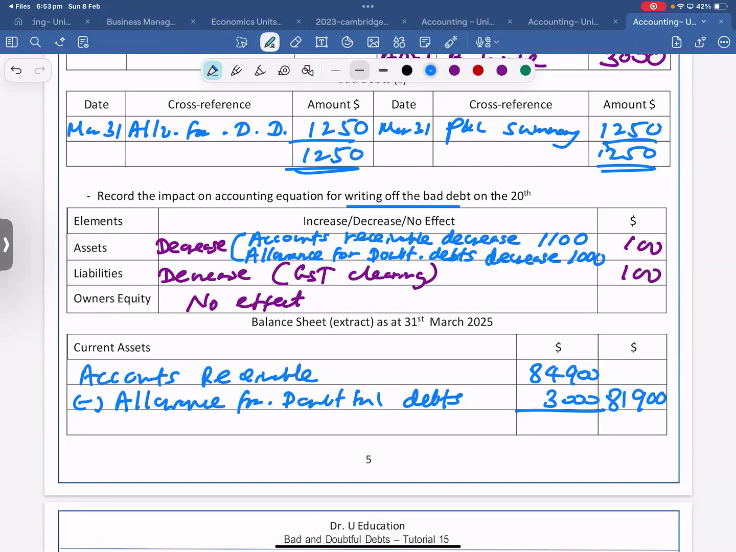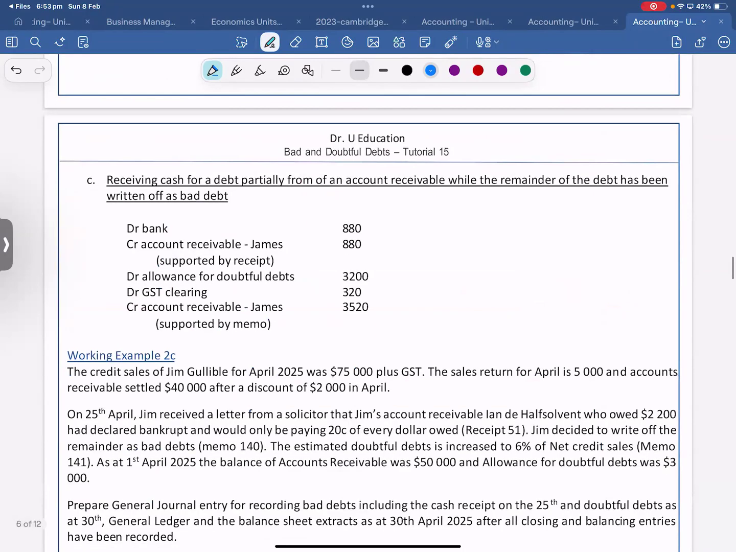Good. Now, what's your understanding about doubtful debts? Any questions? No? Okay, now you can read the part C.